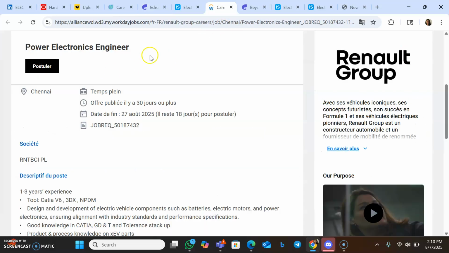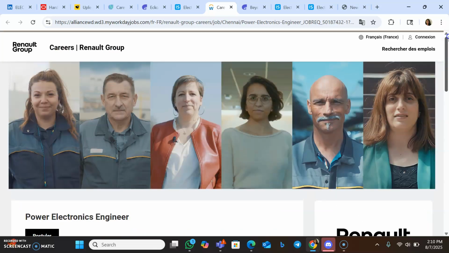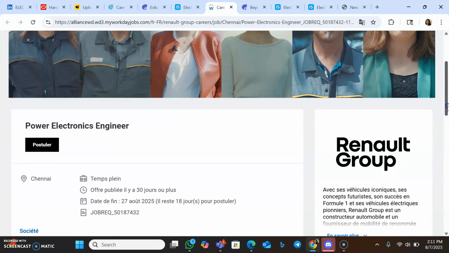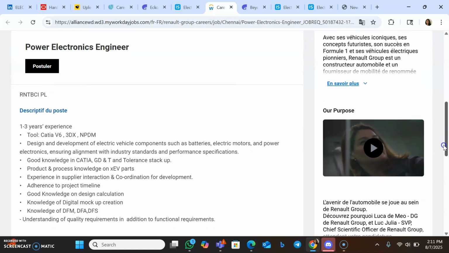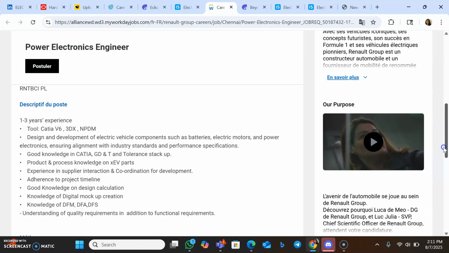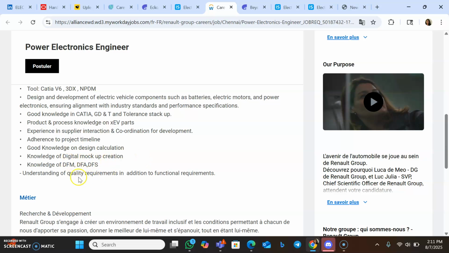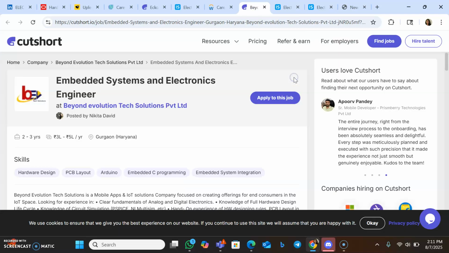Next job is Power Electronics Engineer. It is also an electronics-based job, from the Renault Group. They have asked for 1 to 3 years of experience, in design and development of electric vehicles. Renault is an automobile company. The requirements are electronics, motor, and power electronics, ensuring alignment, good knowledge of product and process, experience in supplier interaction, adherence to project timelines, good knowledge of design calculation, and good knowledge of digital mock-up creation.